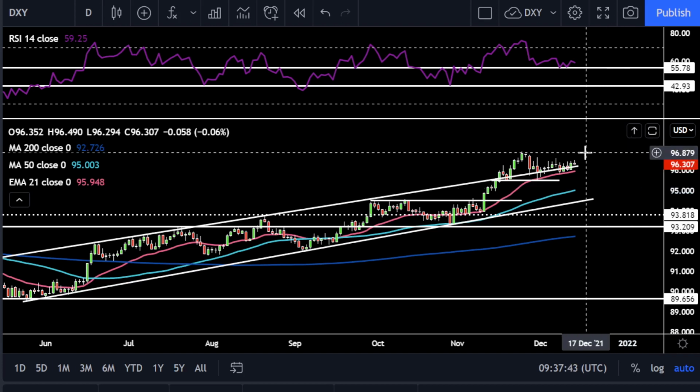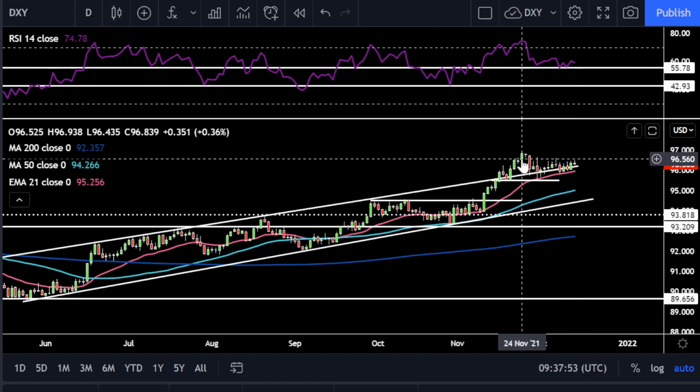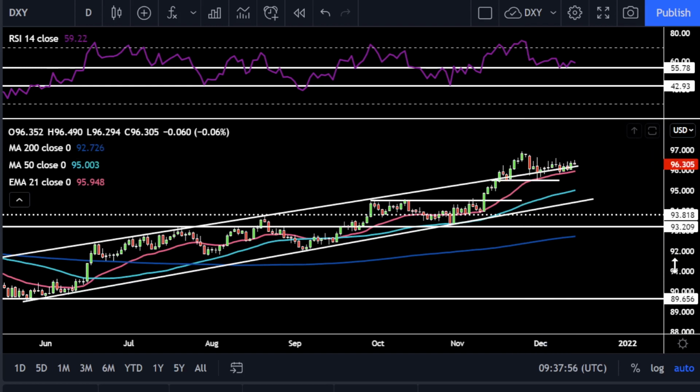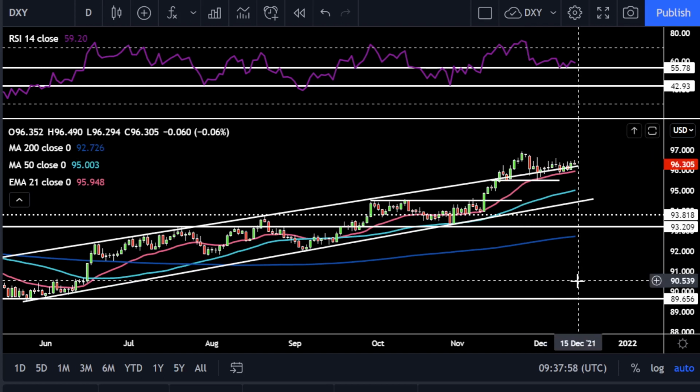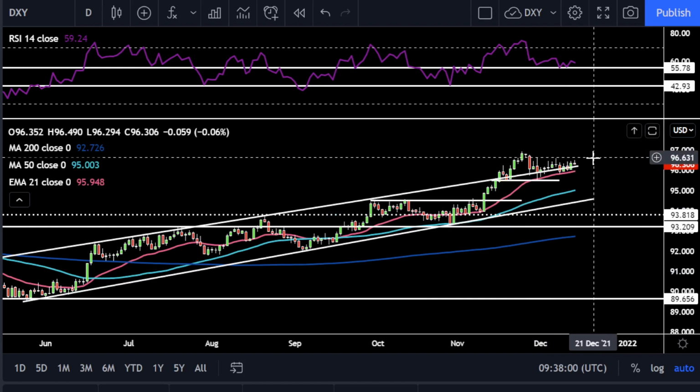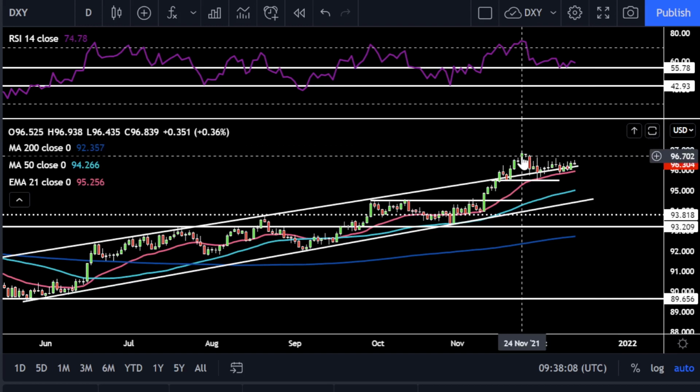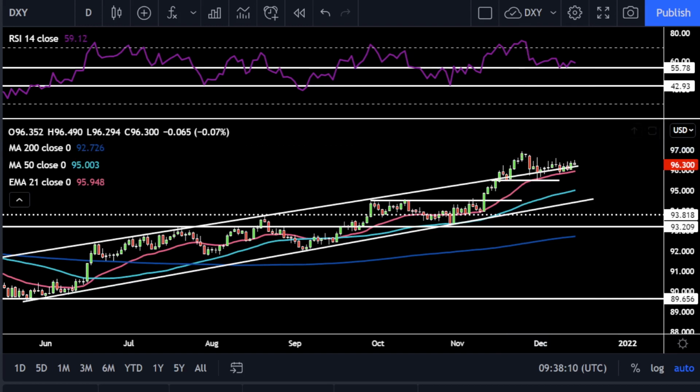On the upside, if we see a hawkish reaction to the meeting on Wednesday evening, 7 p.m. GMT time, then I think just shy of 97, the previous high here on the 24th of November would be a good target to eye up, as well as a tiny bit of resistance here at 96.5. So that would be the first initial target to clip. And then if it can show more strength, it'll go up to test those former highs.